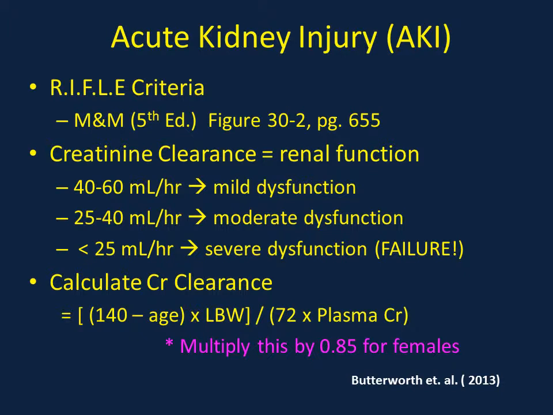Just to review acute kidney injury, the RIFLE criteria, again, not going to go into detail, you guys know this, but if you need to review, it's in Morgan and Mikhail, page 655, figure 30-2. Creatinine clearance can be calculated by the following equation. You take 140 minus the patient's age, you multiply that number by the lean body weight, and then you divide all of that by 72 times plasma creatinine. You just need to remember to multiply this final number by 0.85 for females.